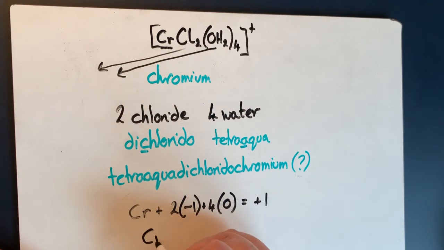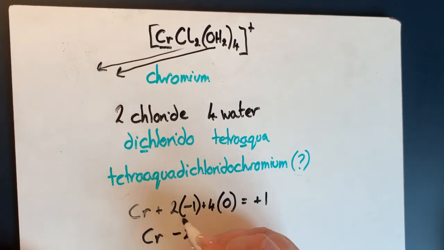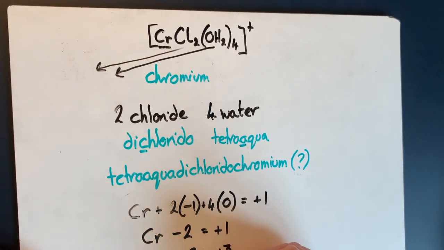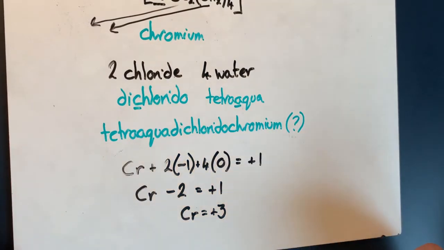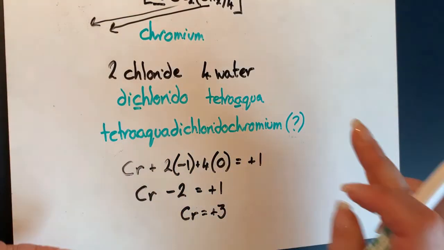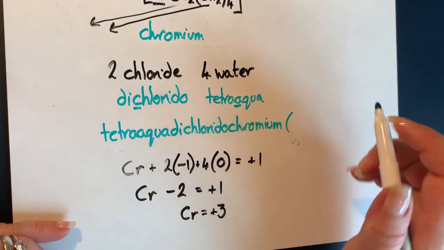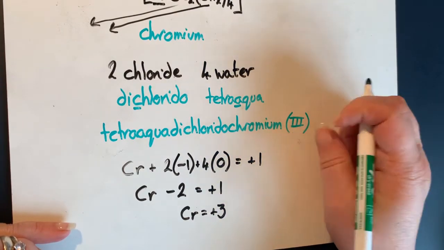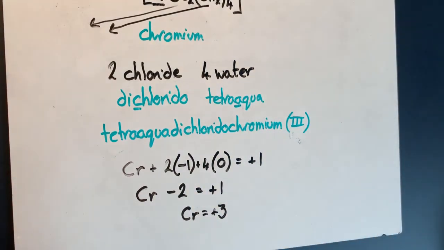So if we solve this, we've got chromium minus 2 plus nothing equals plus 1. So our chromium must be plus 3. So all that remains is to put our 3 into the name. So that complex is tetraaquadichloridochromium(III).